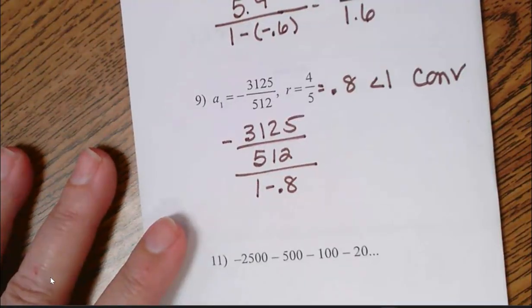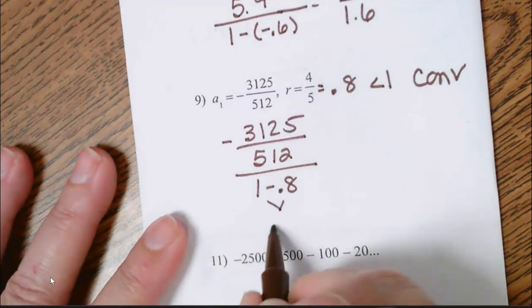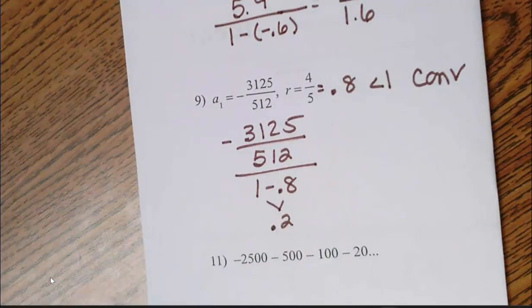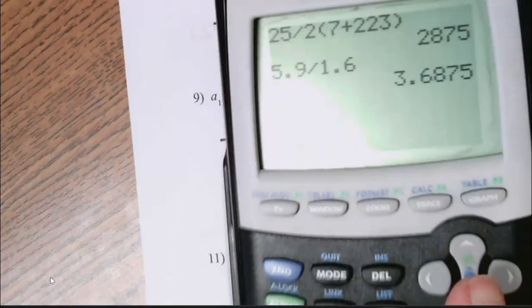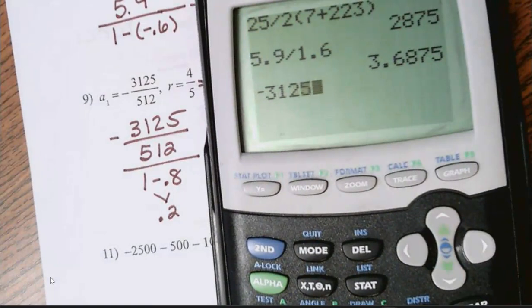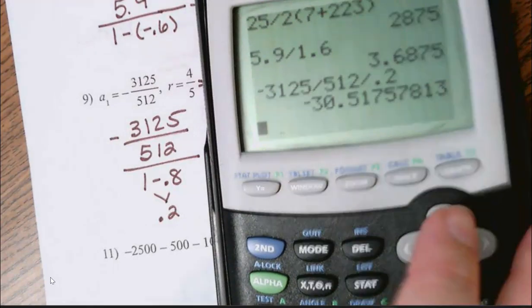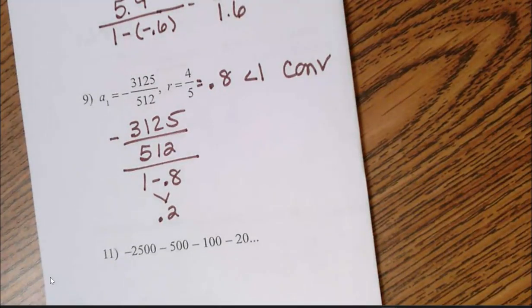Now what I would do is go ahead and put this in the calculator and get 0.2. So when you type this in, we get -31.25 divided by 512 divided by 0.2, you get -30.5. Make sure I did that right. Yep.